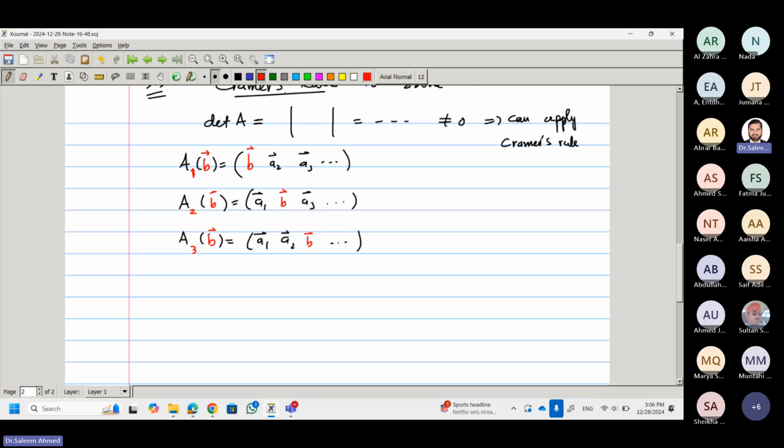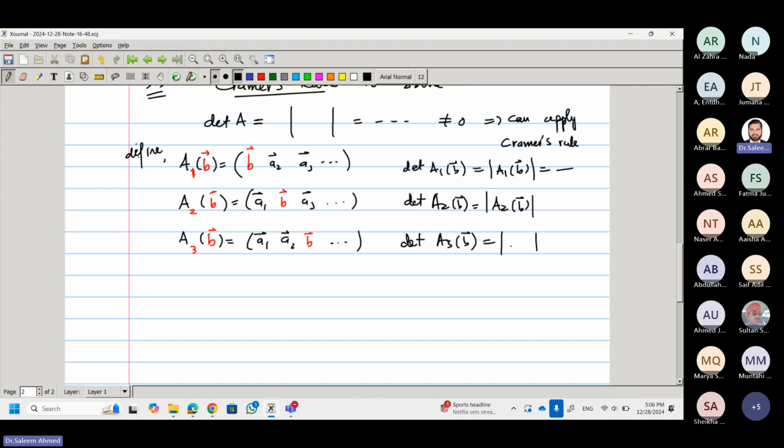Now find the determinants. After defining these three matrices, find their determinants. The determinant of A1B will be a number, of course. Then you will find the determinant of A2B, and then the determinant of A3B. They can be zero, no issues. They can be zero or non-zero. Any number can be there.